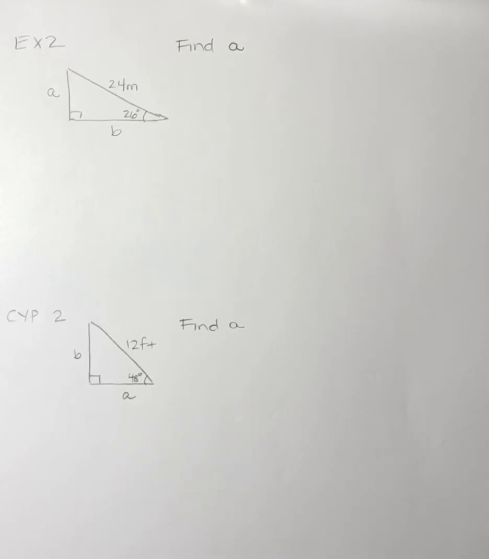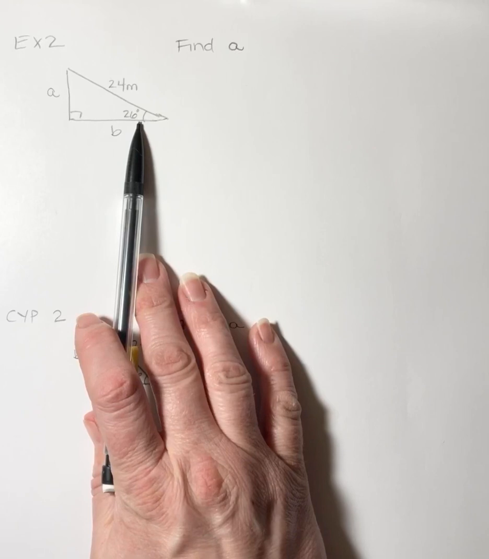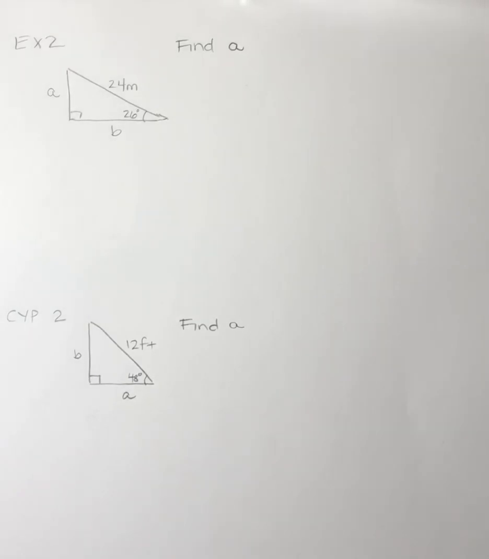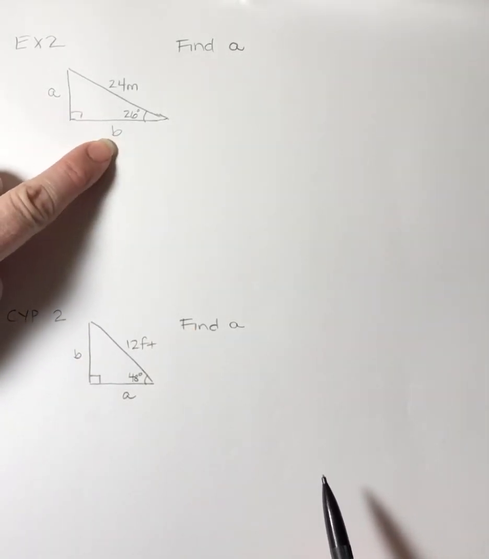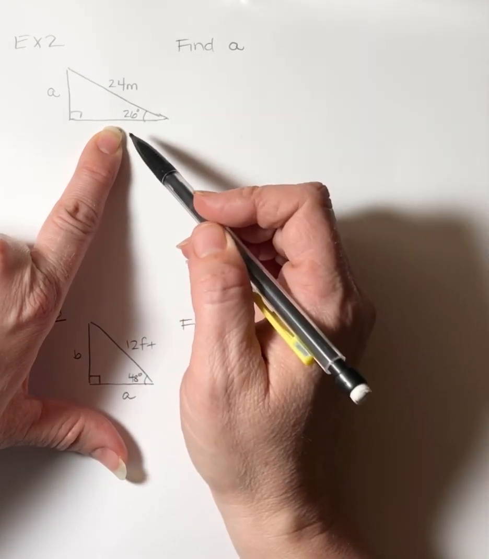So example 2 says, find the length of a side of a triangle. For the right triangle shown, find the length of side A. Round to the nearest tenth of a meter, okay? So I'm looking for side A. There's this other side B, and we don't care about that. So which trig ratio am I going to use? Am I going to use sine, cosine, or tangent?